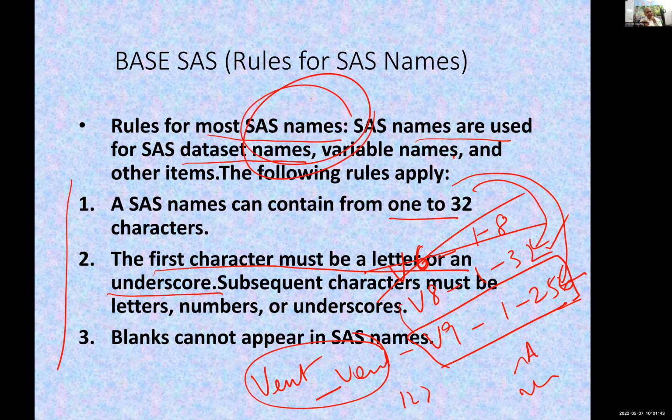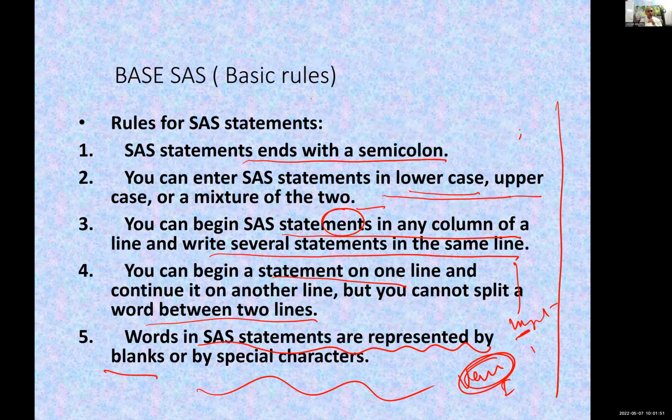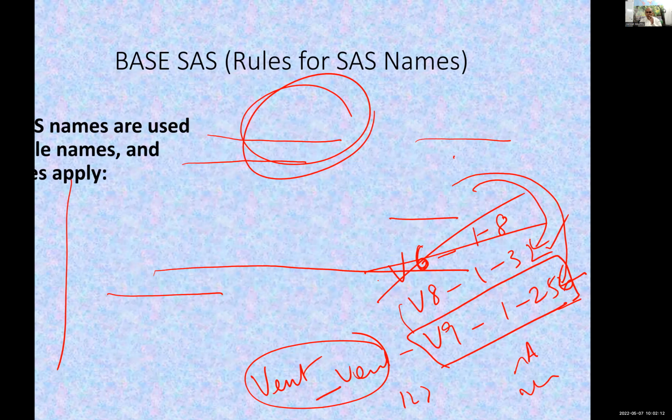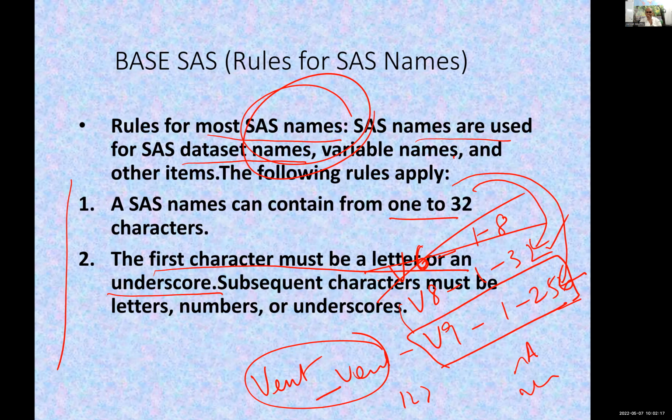When you are creating a naming convention in SAS, you must follow these rules. When you are writing programs, these are the rules you need to follow. Every SAS statement ends with a semicolon. You can write your SAS statements in lowercase, uppercase, or a mixture of the two. It doesn't matter. You can begin SAS statements in any column of a line and write several statements. You can begin a statement in one line and continue to another line also. So these are all the rules you need to follow, particularly when you are writing your SAS programs. Any questions?